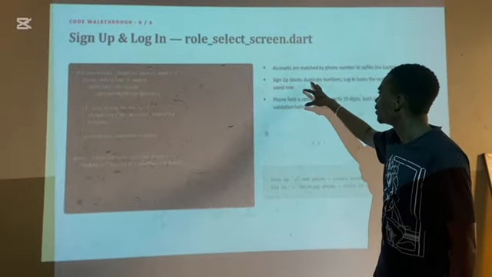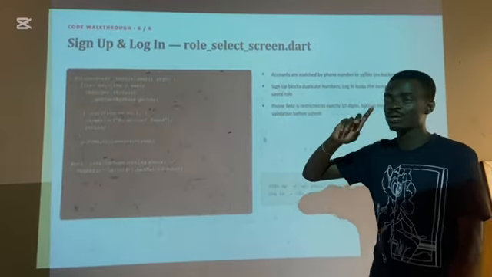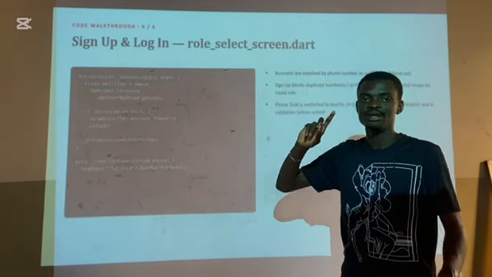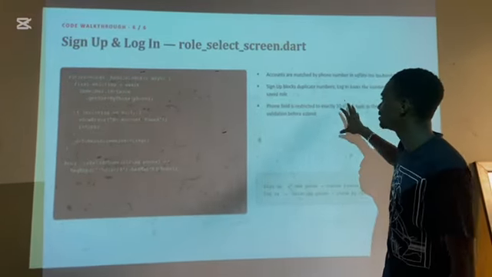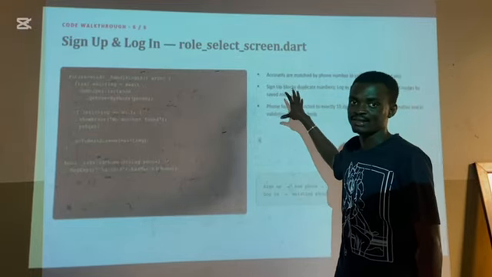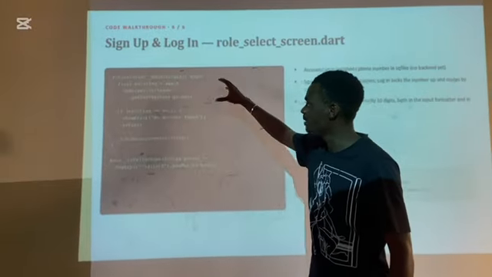When you are signing up, the phone number is also restricted to only 10 digits. We know in Ghana our mobile phone numbers are 10 digits only. So the system is supposed to be such a way that anything more or less than 10 is rejected. So this is the logic behind it.